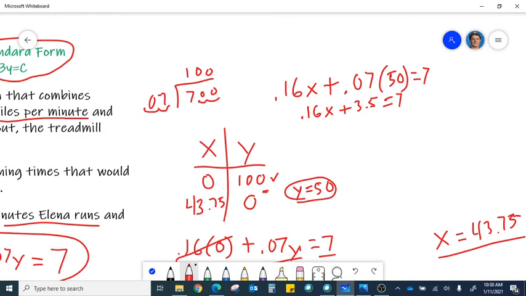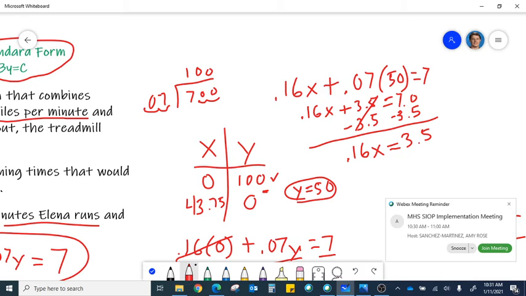Alright, two-step equation. So I'm looking for any addition and subtraction. So what I'm going to do here is subtract 3.5, because I want to get x by itself, and so I want to get everything else to the other side. So I'm going to go ahead and subtract 3.5. I'm going to be left with 0.16x on the left side, and on the right side I'm going to be left with 3.5.